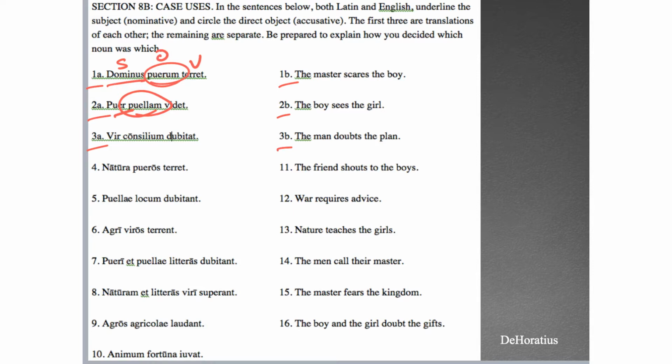All right, so if we look down at number 9, this one is a little trickier. Note that OS is an accusative ending, and then AE is a nominative. So in this particular instance, agros is the direct object, and agricolae is the subject. The farmers praise their fields. And again, it's the ending, not the word order, that's going to tell you what each word does.